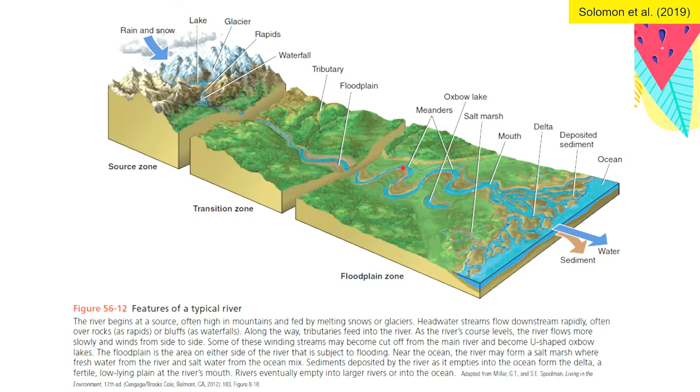So if the water continuously bends this way, eventually these two parts here and here will meet. So water will just flow straight in that manner. Then this one will become an oxbow lake. Then eventually, those streams and rivers will empty out into a delta. Okay, so this is the mouth of the river, eventually going into the sea or into the ocean.